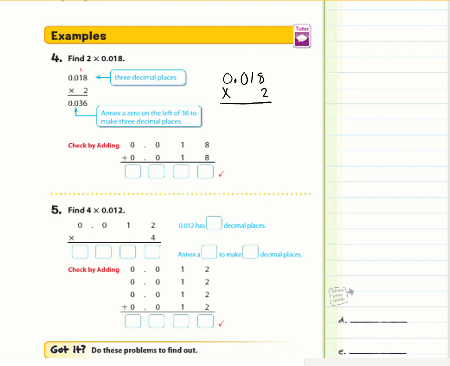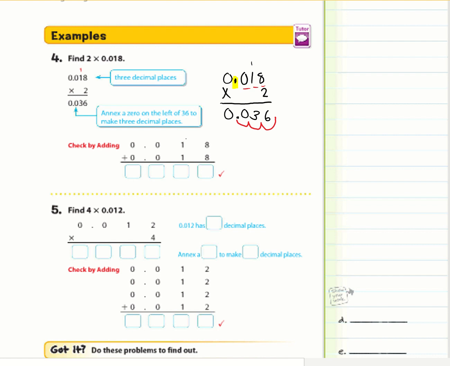We can also just include that zero because it's there. 2 times 8 equals 16. 2 times 1 equals 2, plus 1 equals 3. 2 times 0 is 0. 2 times 0 is 0. So we look at how many decimal places we have to the right of the decimal. We have 1, 2, 3. So we're going to create 3 loops, and that's exactly where we're going to place my decimal and get 36 thousandths.